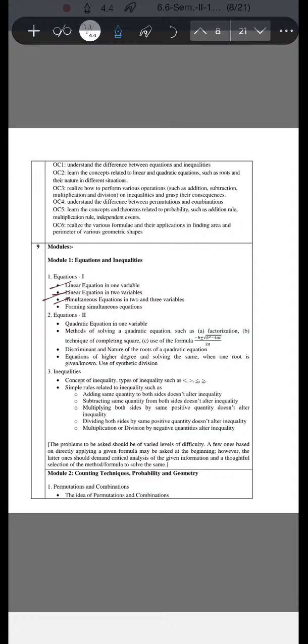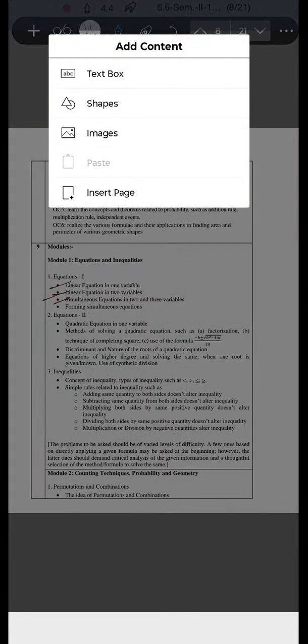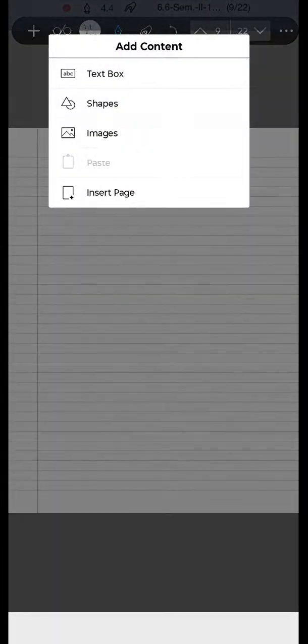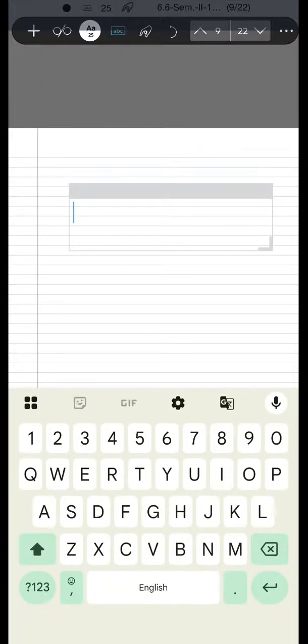And how can you do that? It simply depends on you, how you analyze, understand and visualize the questions. I will take one example based on that, so you can observe. Here I have one question. Here I am going to write one question.